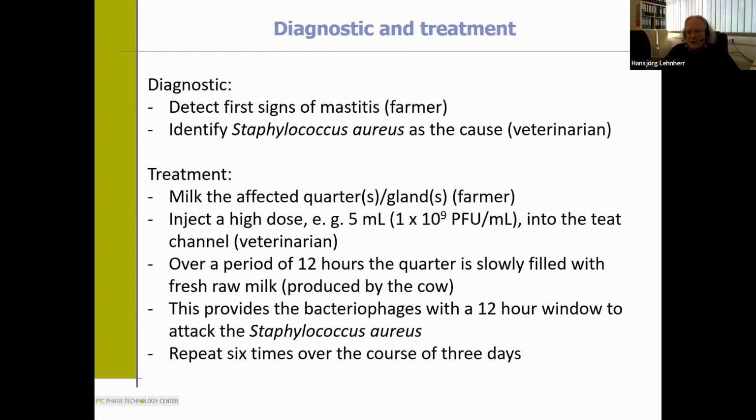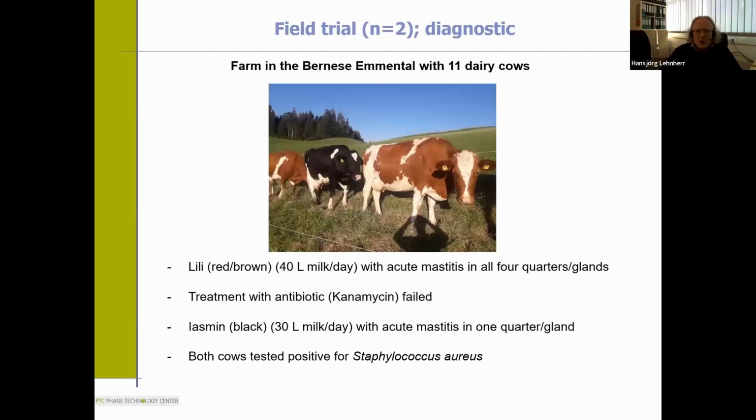So the question is, does that work in vivo? We started a very small field trial with 2 cows. These 2 countrywomen of mine were used as guinea pigs. They're standing on a hill in the Bernese Emmental. That's where the real Swiss cheese is coming from. And we can see that even in cow paradise, mastitis does occur.